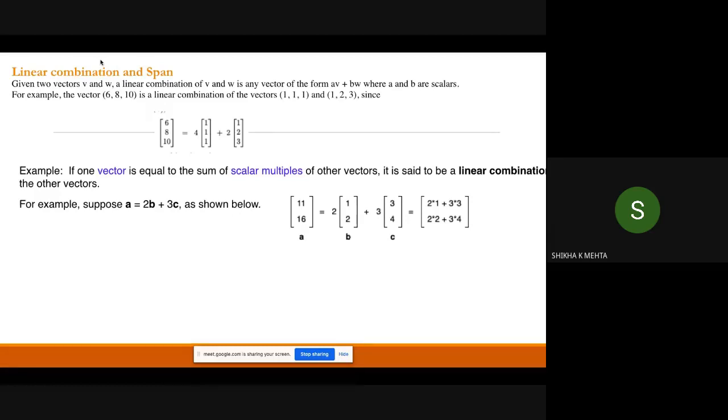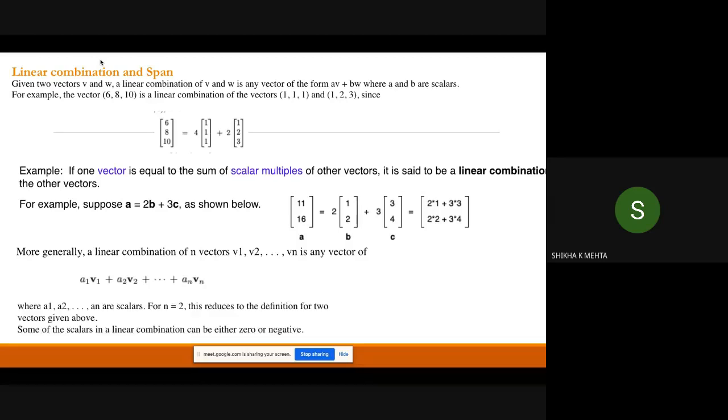So we can say that the new vector that we are talking about is dependent upon the existing vector B, so they are not independent of each other. And if we want to write that in a general form, a linear combination of n vectors up to n: a1 v1 plus a2 v2. So a1, a2, an are the scalars, and v1, v2, vn are the vectors.